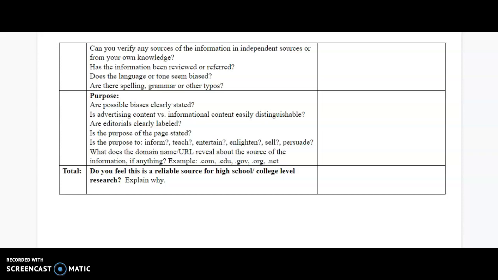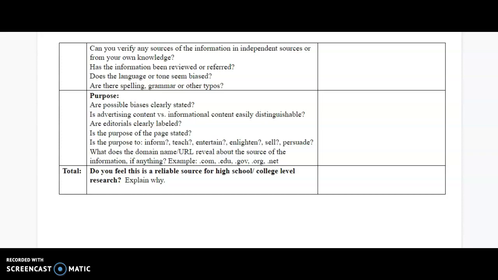And does the language or tone seem biased? You can just look at the news today and it's very biased. You can watch the same event and see how they spin it. And the language or the tone is very virulent against who they disagree with and very supportive of who they agree with. There's actually a media monitor online, an app that you can use.